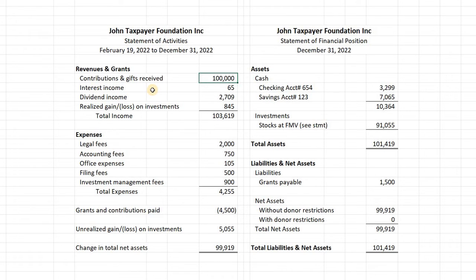So remember, the foundation opened a brokerage account, so it invested in some publicly traded securities. So they've got some interest income, dividends, and capital gains realized on the stocks. And then in their expenses, we've got legal fees, accounting fees, some office expenses, filing fees, and then there's the investment management fees of $900.